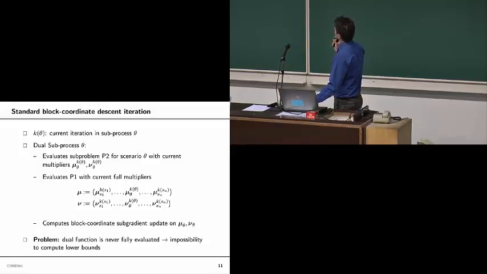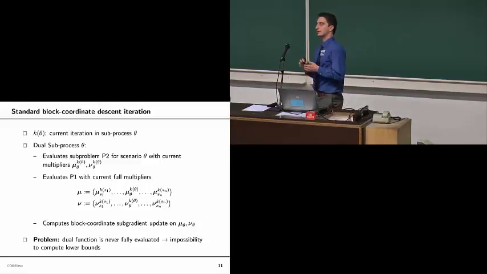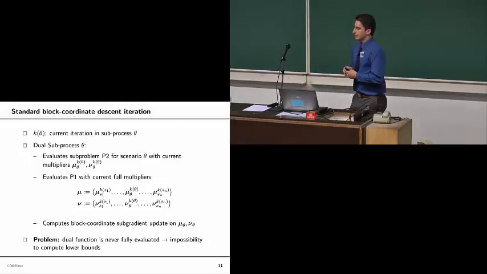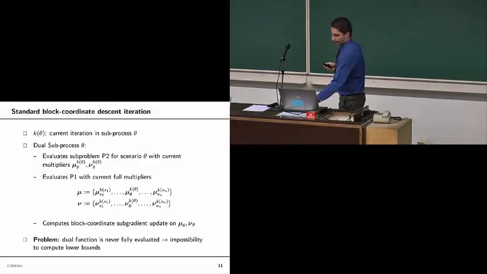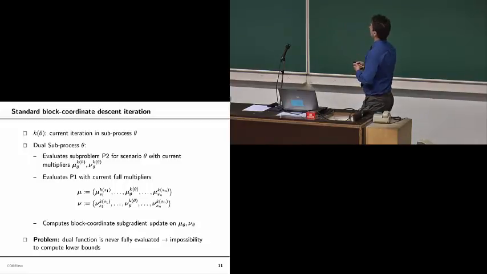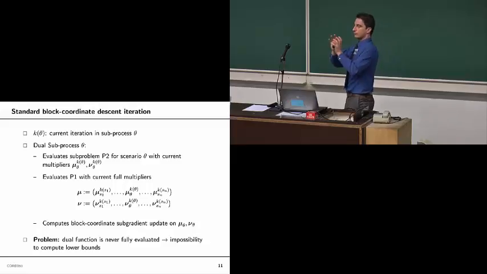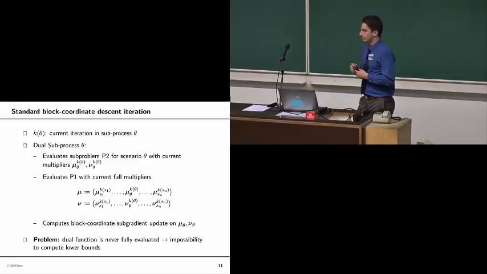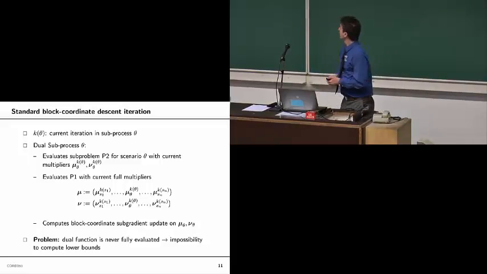Now, what we've done here is a tweak to that, because by doing that, we can definitely update the dual multipliers that are specific to our scenario, but one thing we miss is being able to compute a lower bound. Our sub-process has the multipliers available for all the other scenarios of the problem, but it doesn't have estimates of the dual function for these other scenarios. So what we do instead is lag the input to the P1 sub-problem.